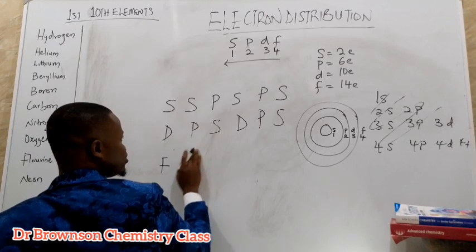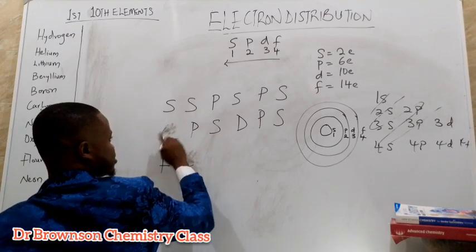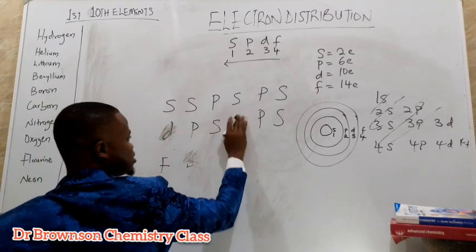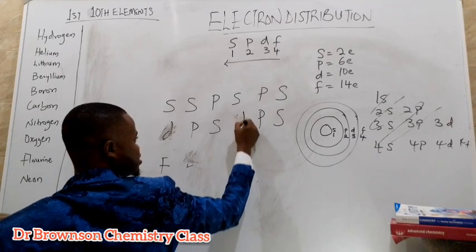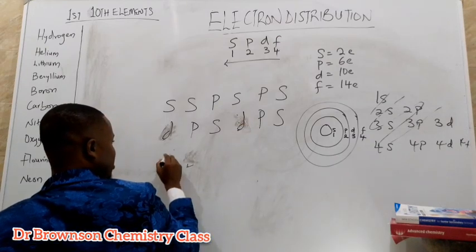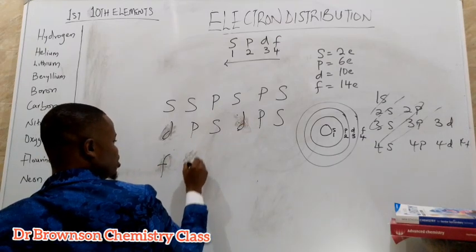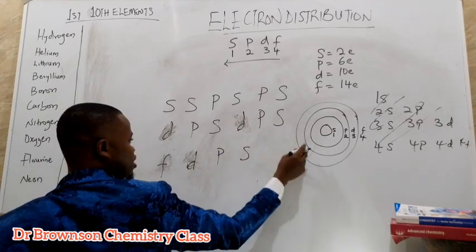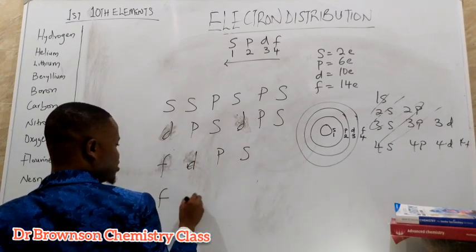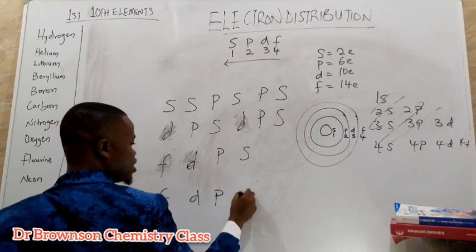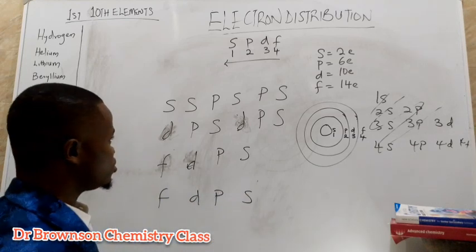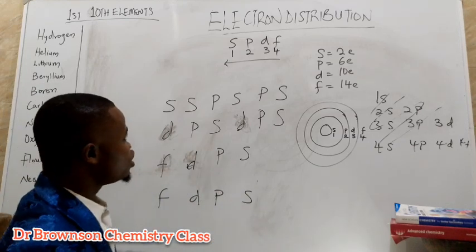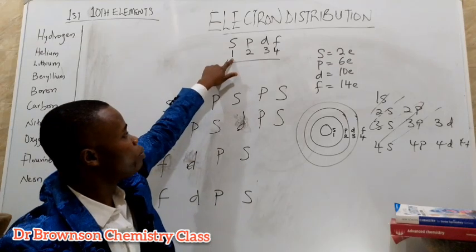Sorry, let's use small letters. This is D and this is D. The next is F, D, P, S. Again, F, D, P, S. So the next step is for you to put the numbering.